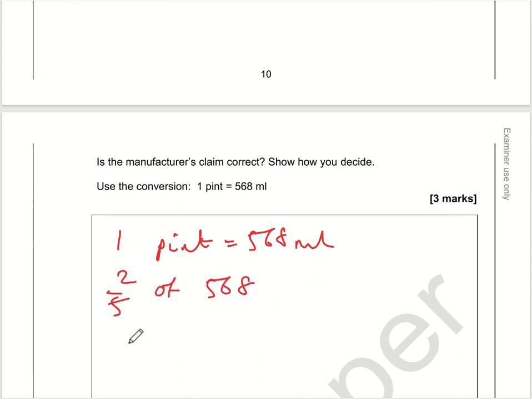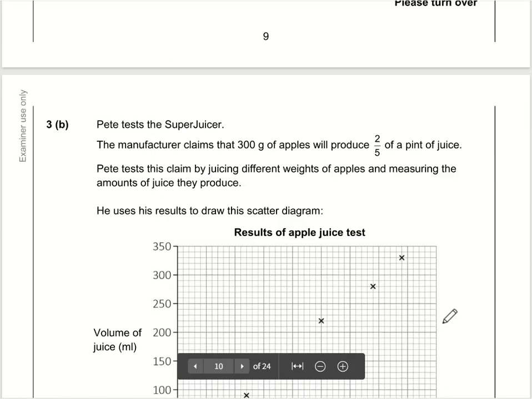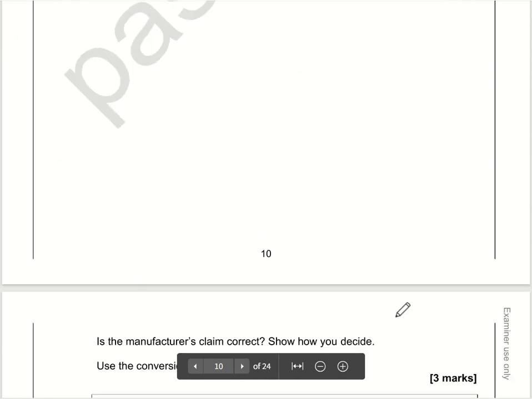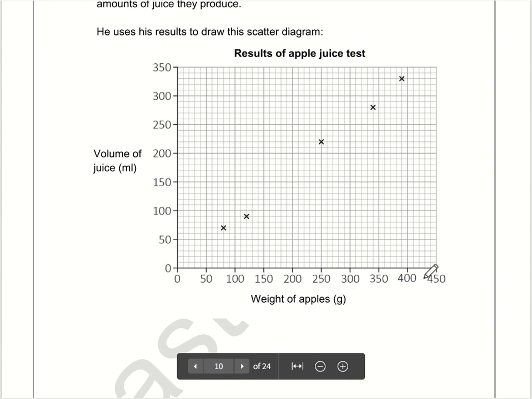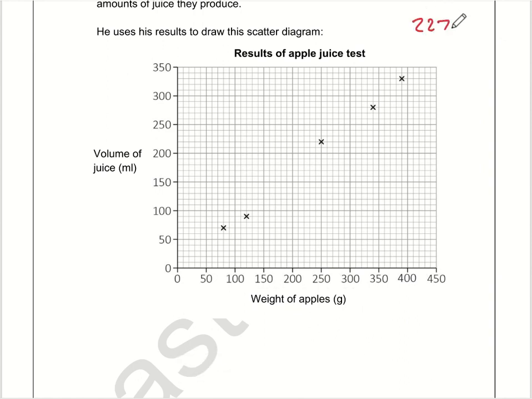Here we're working out a fraction of a total, so we take our total, we divide it by the number on the bottom, and we multiply by the number on the top. So 2/5 of a pint is 227.2 millilitres. So the question is, does 300 grams of apples produce 227.2? Let me just make a note of this up here. So 227.2 millilitres.